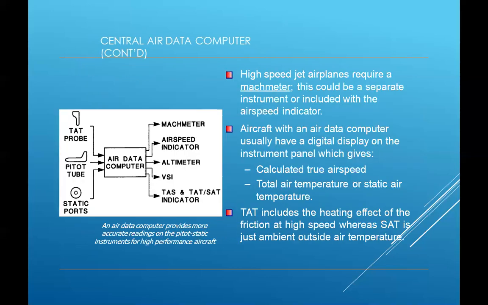This is the central air data computer. High-speed jet airplanes require a Mach meter. This could be a separate instrument or included with the airspeed indicator. Aircraft with an air data computer usually have a digital display on the instrument panel which gives calculated true airspeed, total air temperature or static air temperature. TAT includes the heating effect of friction at high speed, whereas SAT is just the ambient outside air temperature.